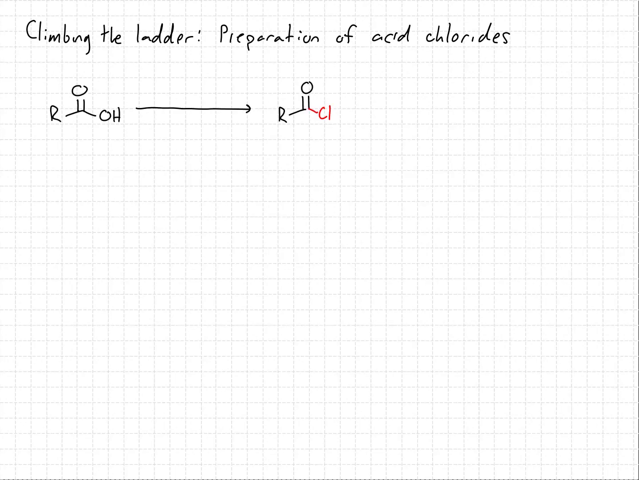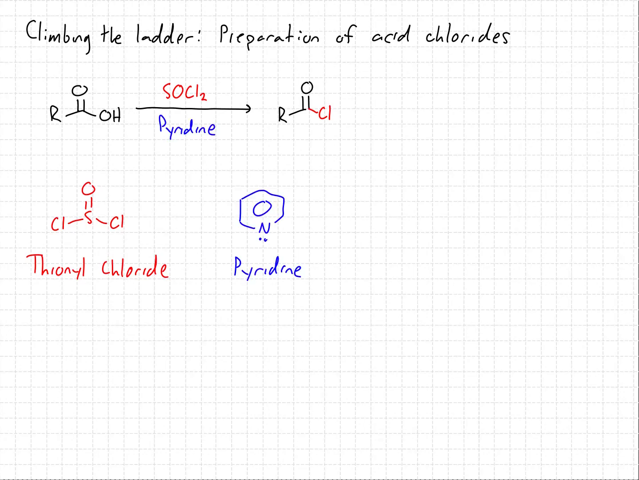The way that we prepare the acyl chloride is from carboxylic acids. We're going to treat them with SOCl2, a reagent you might remember from Organic 1. This is called thionyl chloride. Here's the structure. In combination with pyridine, which is this heteroaromatic nitrogen compound, thionyl chloride in this reaction acts as a very, very good electrophile. In fact, it behaves a lot like an acid chloride.